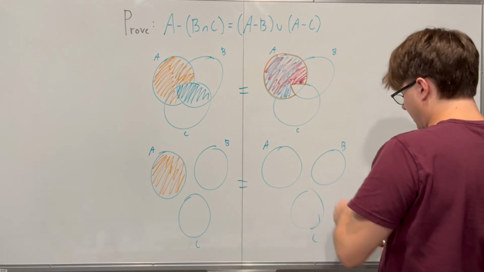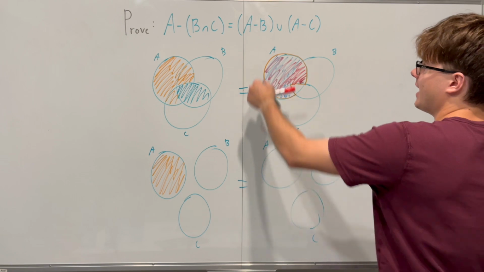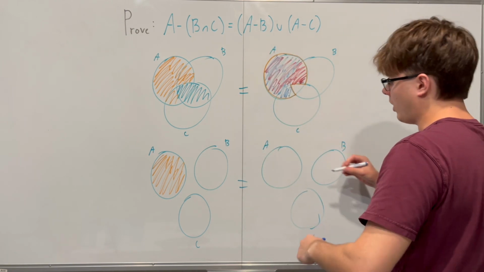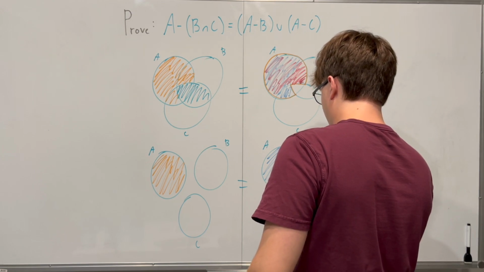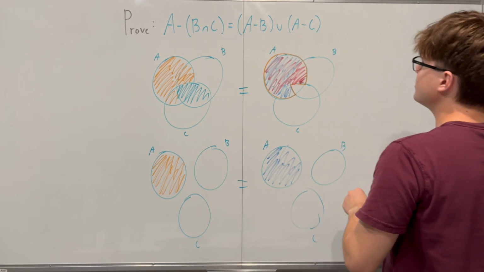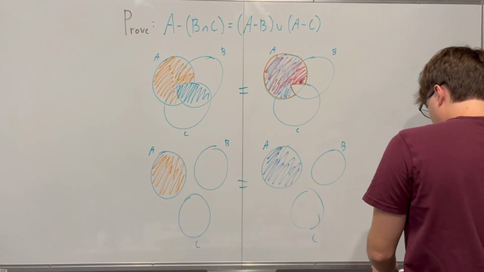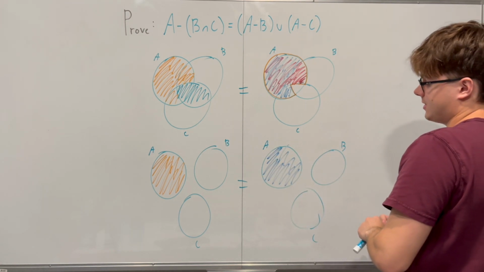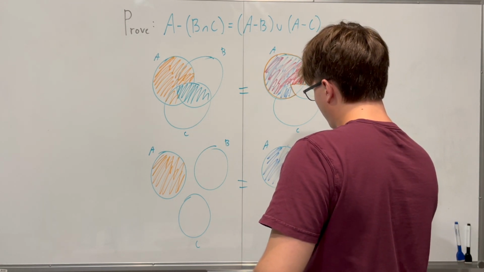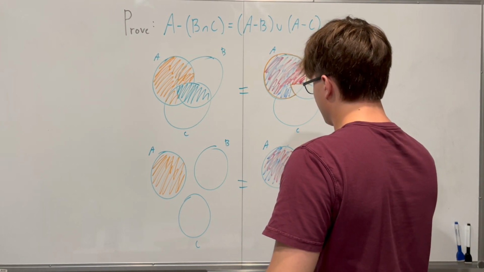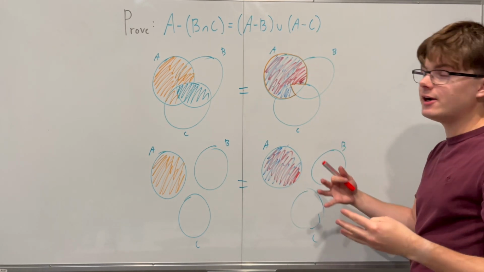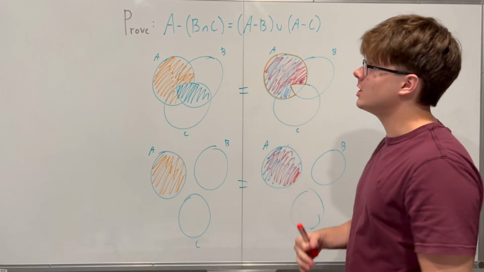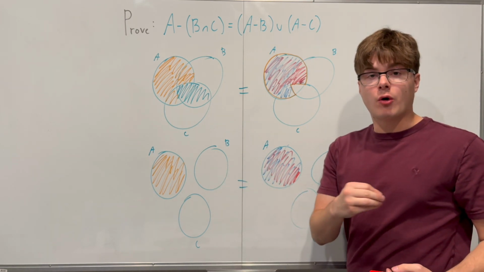Now on the right-hand side, we should expect to also only have to shade in all of A. So what is A minus B? A minus B is going to be everything in A that's not in B. Well, since all of A is not in B, we can just shade in all of A. Similarly with A minus C, what parts of A are not in C? Well, it's going to be all of A. All of A is not going to be in C. And what do we find? In both cases, we shaded in the entirety of A and nothing more or less. So in this case, this is also going to be true.